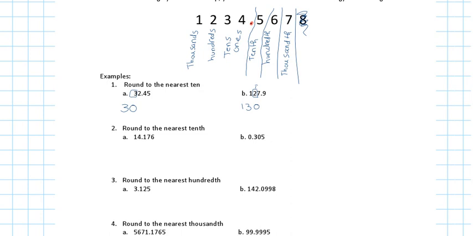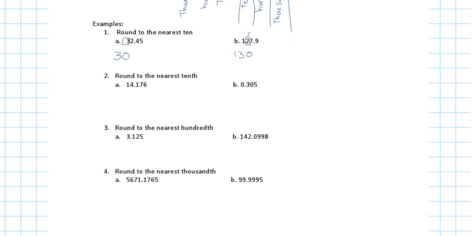Let's look at question number 2. Round to the nearest 10th. So I have 14.176. Where's my 10th digit? The second one, right? This one. Now, if I'm rounding to that 10th digit, what do I have to do with the 1? Because there is a 7 after it. I have to round this up. So that's going to be 14.2. In this case, I don't need to put any numbers after that 2 because it's after the decimal. I only want it to 1 decimal place.